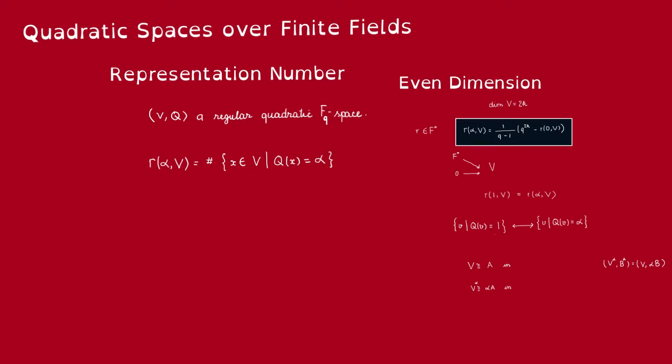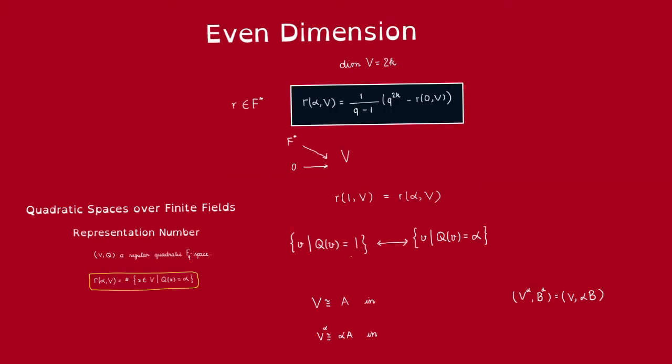That's just the number of vectors x in V that represents alpha. So the value of the quadratic form at x is equal to alpha. We want to give an explicit formula for this in terms of the dimension of V. To that end, first we want to discuss a lemma to bring the computation of such numbers back to the computation of representation number of just 0, just the case when alpha is 0.